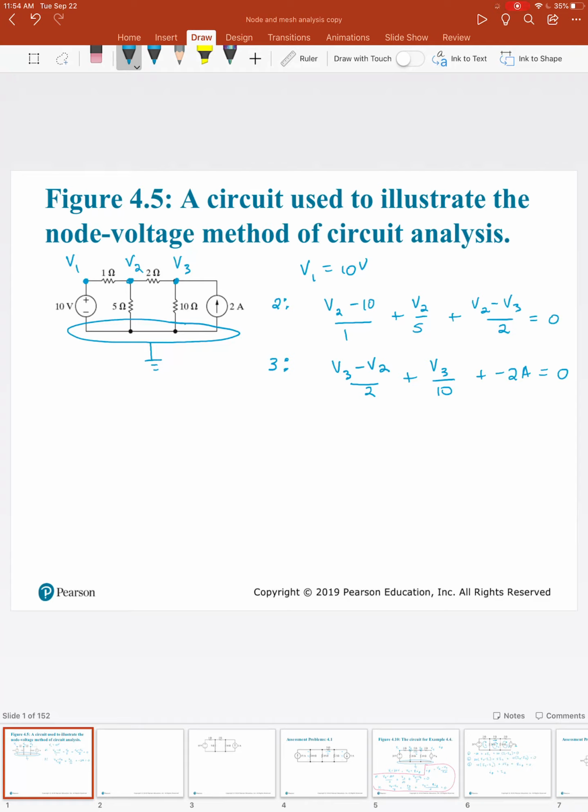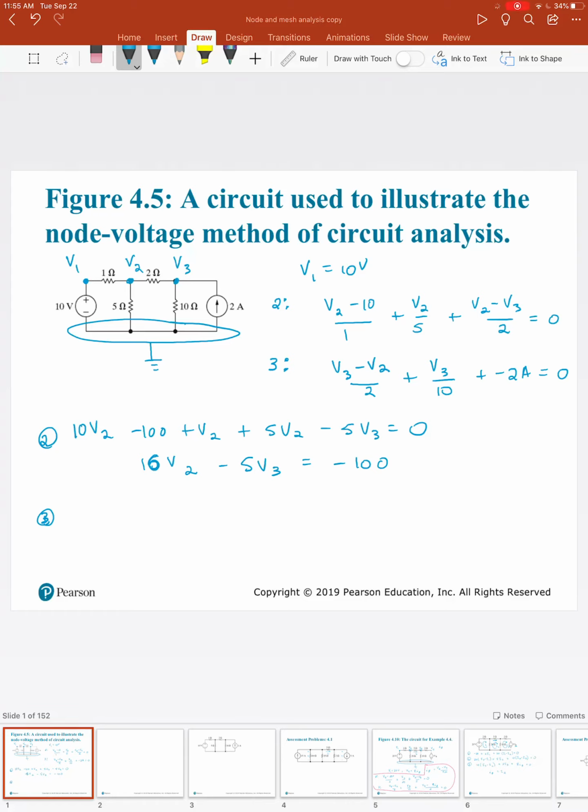This first equation, let me multiply everybody through by 10 to get a common denominator and eliminate it. So I'll have 10 V2 minus 100 plus V2 plus 5 V2 minus 5 V3, and collecting like terms, that'll give me 16 V2, got this guy, minus 5 V3 is minus 100, so that's equation 2.